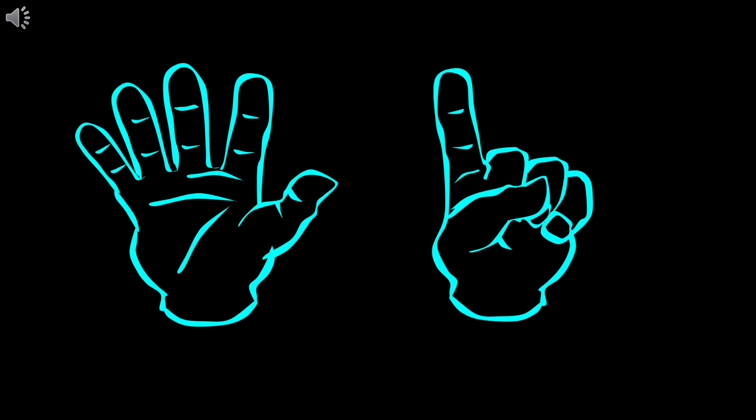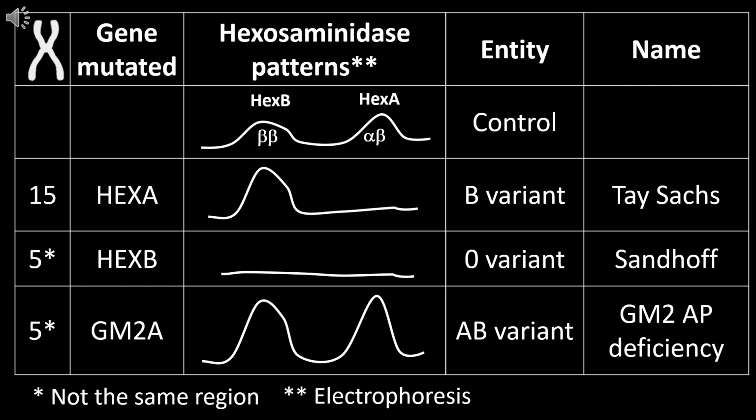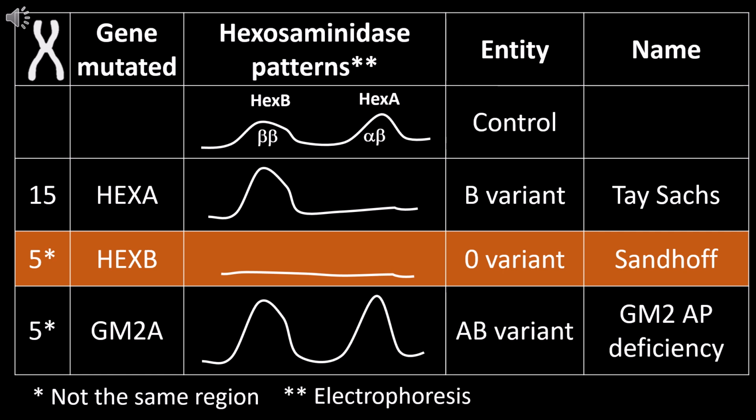The next Sphingolipidosis we will address is GM2 gangliosidosis variant 0, also called Sandhoff disease. I will take a few seconds to explain why it was labeled variant 0. I hope you recall this table and the comments we made about the normal control. If you do not, listen to the previous section.